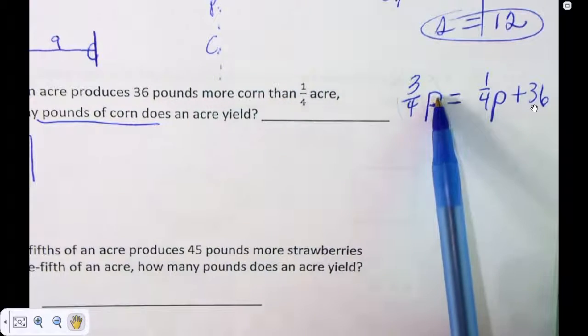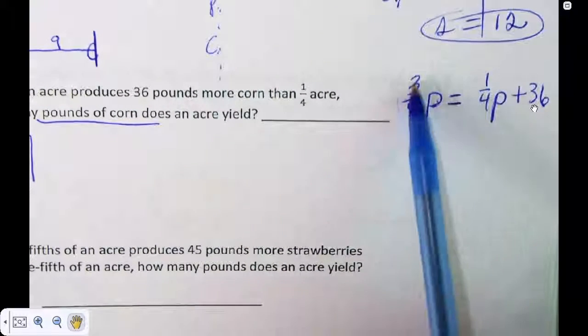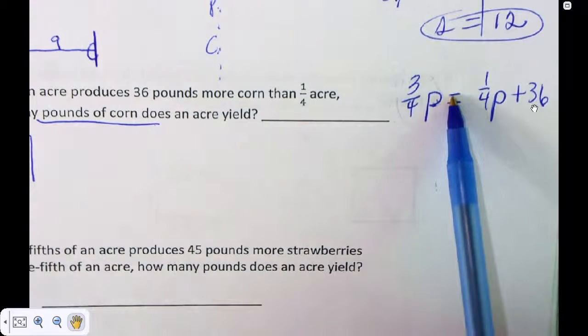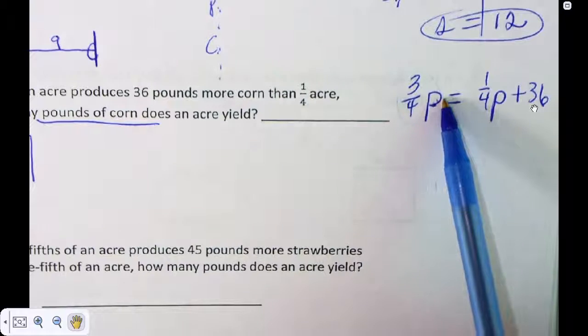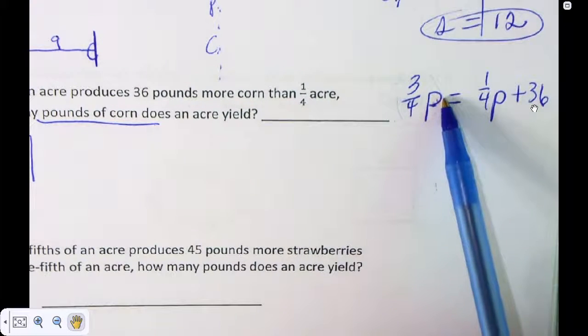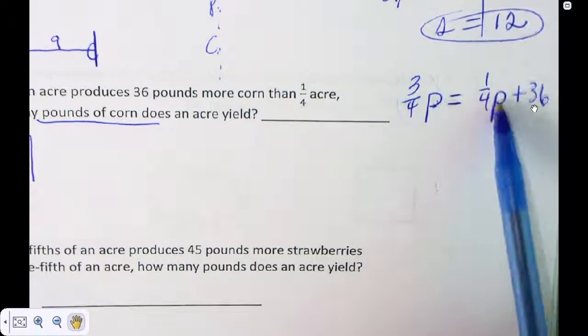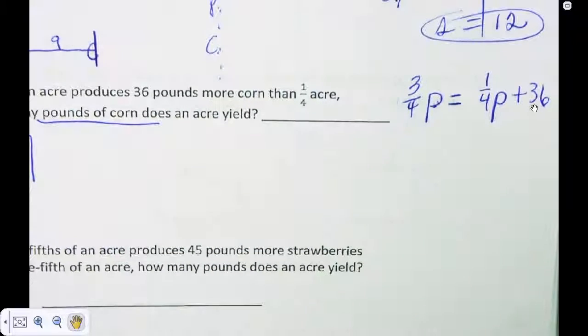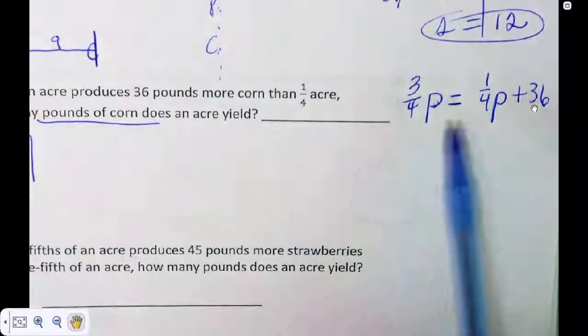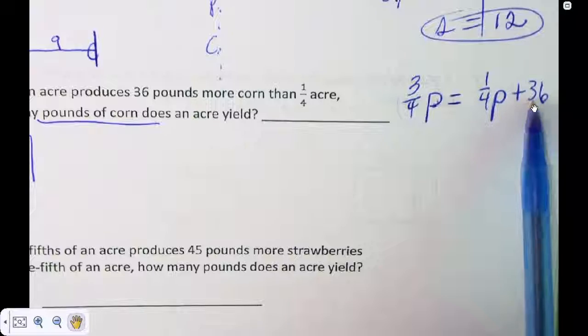So let's say it's 60 pounds for an acre. Then I would take 3/4 of that 60, and that gives me how many pounds for that 3/4 of an acre? Because it's 3/4 of it. Same thing with 1/4 of an acre. If it's 60, then 1/4 of 60 is 15. So it'd be 15 pounds for that 1/4. To make them equal, I've got to add 36. Okay, we're not going to solve that.